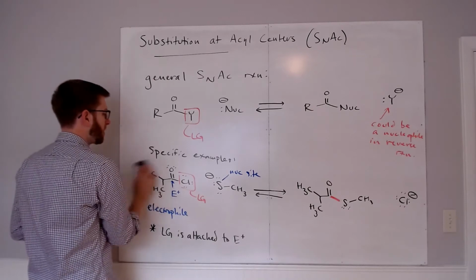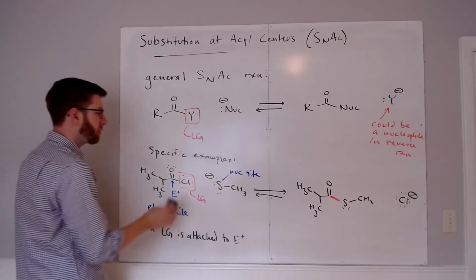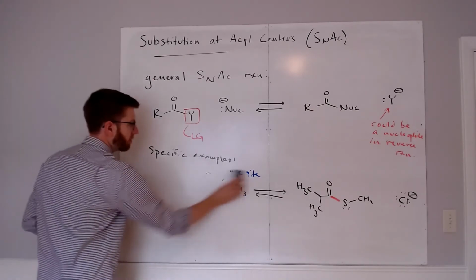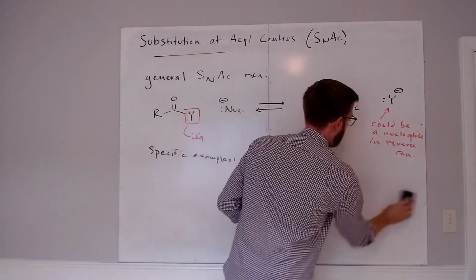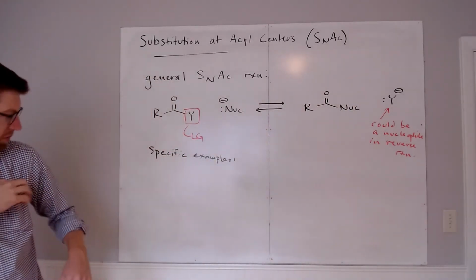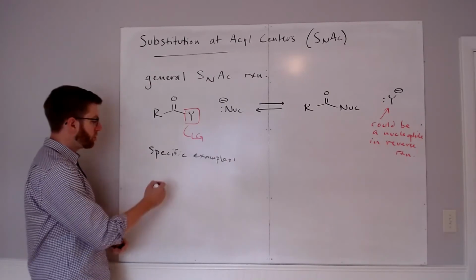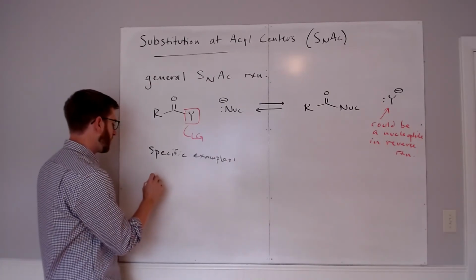So I'm going to actually clean this part up so you still have the general SNAc picture. So we could choose maybe, how about like an ester?